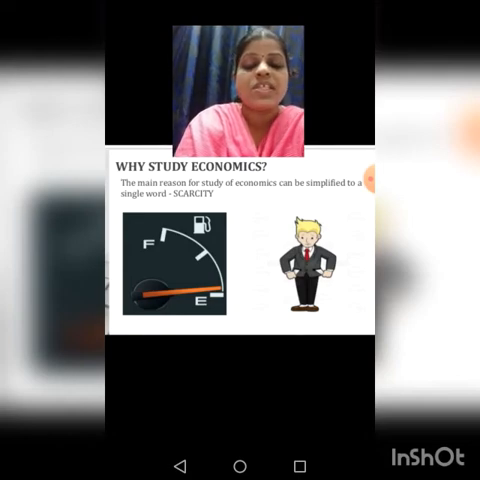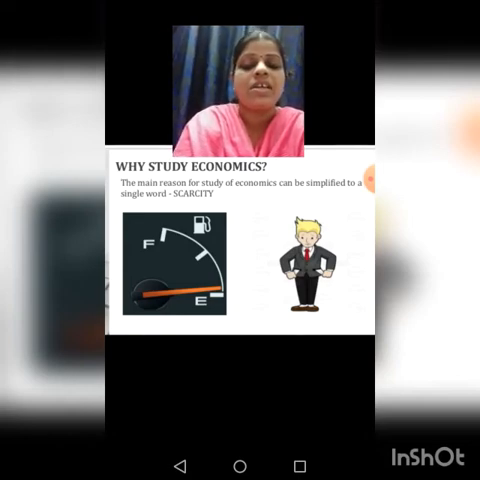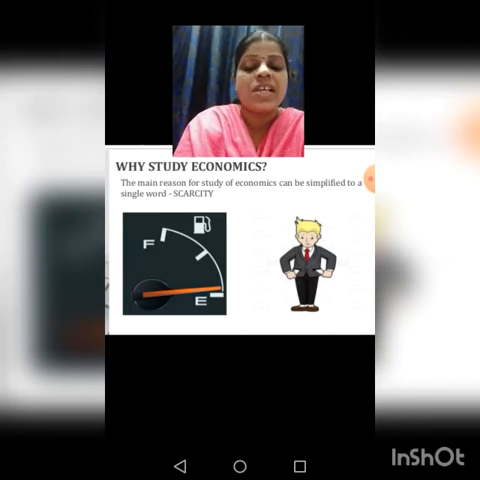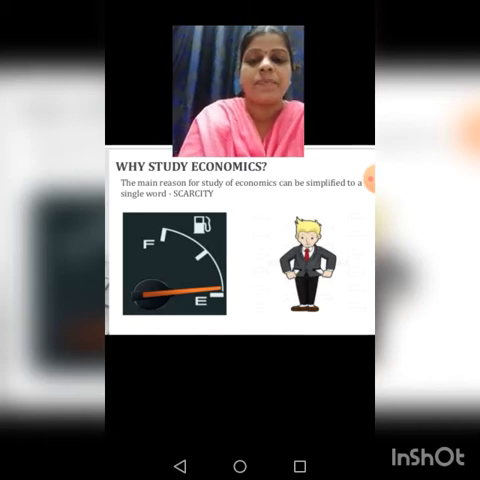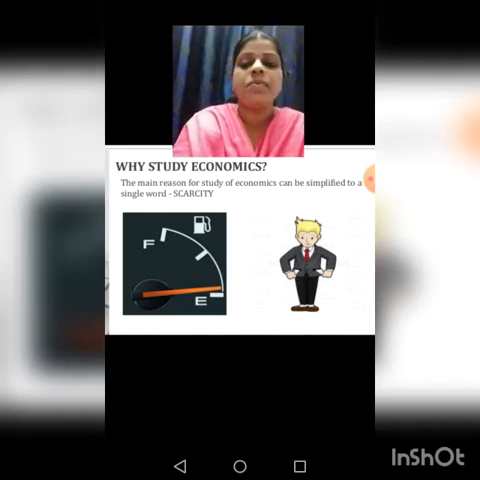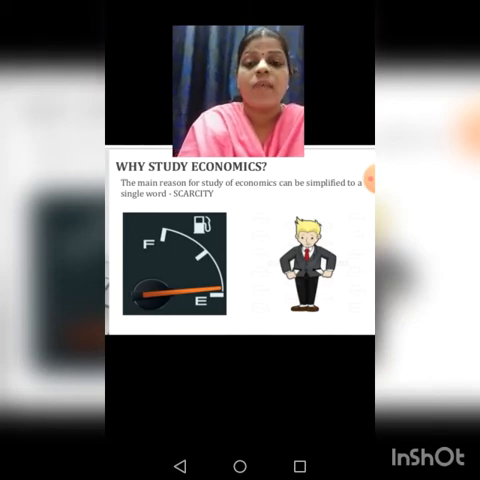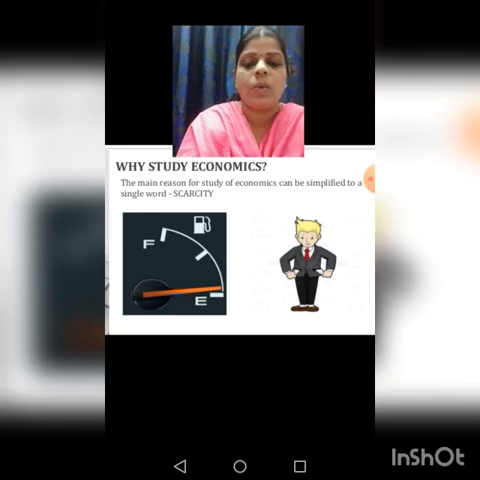Which is excess in supply means, that is what? There is no scarcity for such commodities. It is more in our economy. Its supply is more in our economy. And in contrast, which is less in supply, we can call them as scarcity in supply or scarcity of such goods and services. So this is the main reason why we have to study economics.